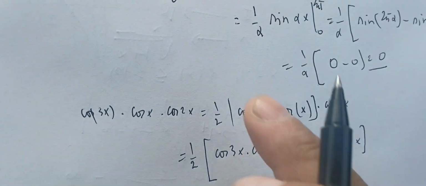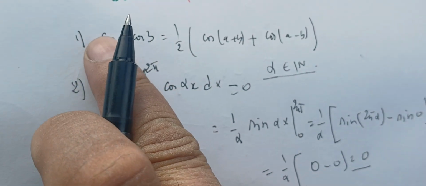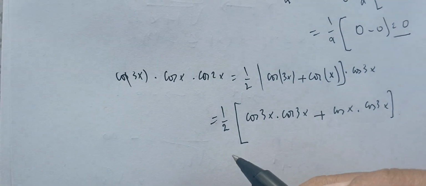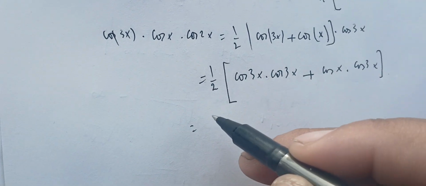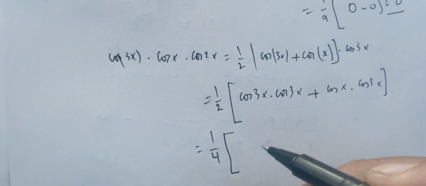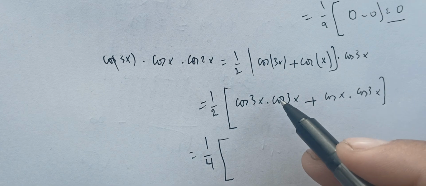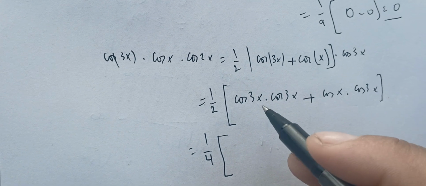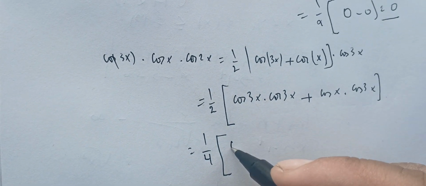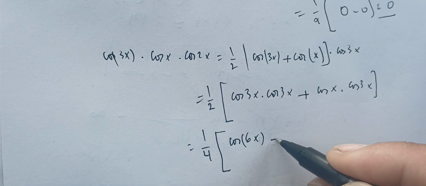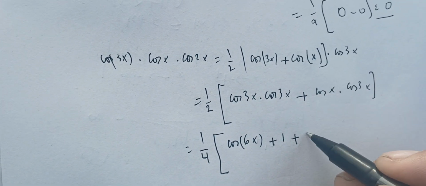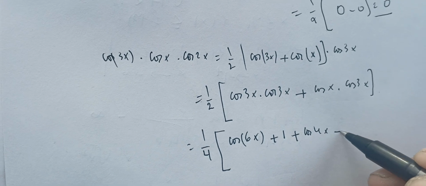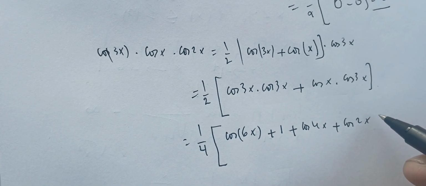We're going to reapply this result one more time. So when we do that, we're going to have 1/2, which we will multiply by 1/2, so we have 1 over 4. And we're going to write this in a simpler manner: these two give the cosine of 6x plus cosine of 0, which is 1. Here we're going to have the cosine of 4x plus the cosine of 2x.